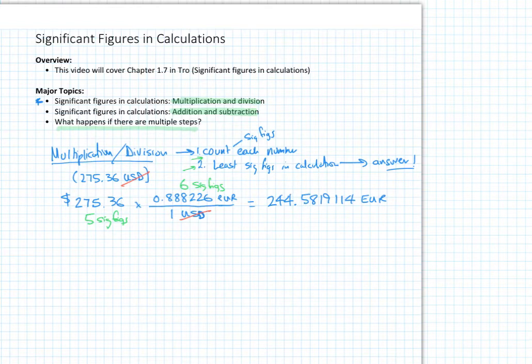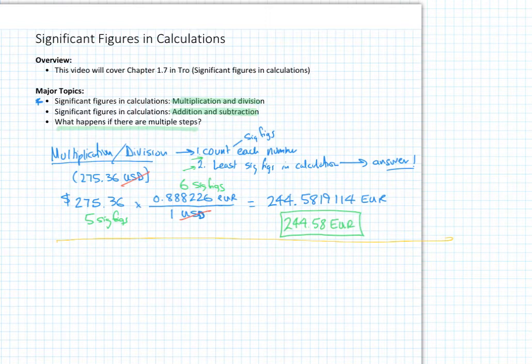So my answer should be 244.58 euros. That would be the exchange rate with the proper number of significant figures. All right, 5 sig figs on this number, 6 on this one. The answer can be no better than the least number of significant figures, so we have 5 significant figures on my answer. All right, there's one example. Let's take another one.